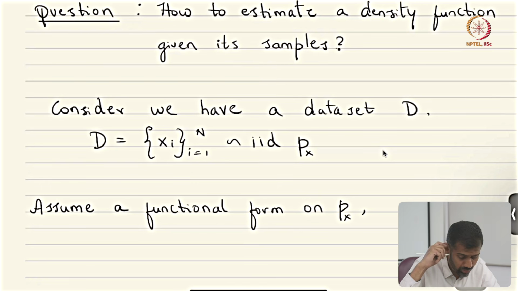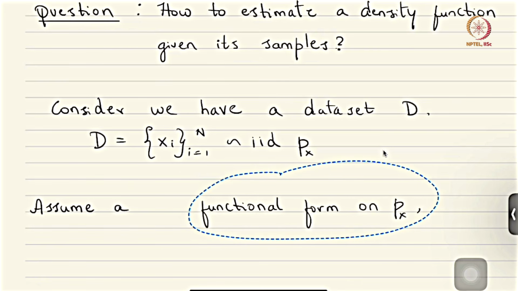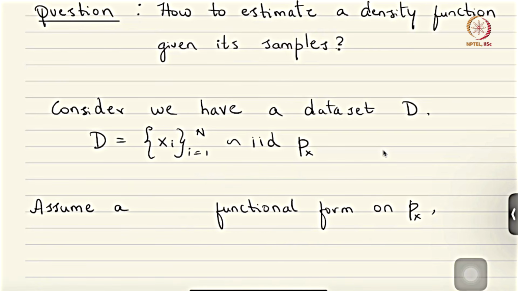You assume a functional form on Px, or a better way to say it is, assume a parametric functional form on Px, denoted by p theta. We are estimating the underlying density function. We don't know anything about it.